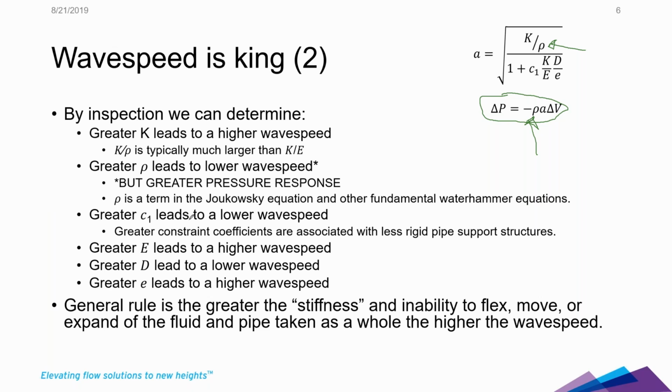Greater C1 leads to a lower wave speed, which might seem kind of confusing, but it's in the denominator. The larger the denominator terms, or the whole sum of the values of the denominator, the lower your wave speed is. So essentially, higher constraint coefficients are associated with less rigid pipe support structures. You can see a greater E, or Young's modulus, leads to a higher wave speed, because if that value goes up, this entire denominator value goes down. Okay, let's see.